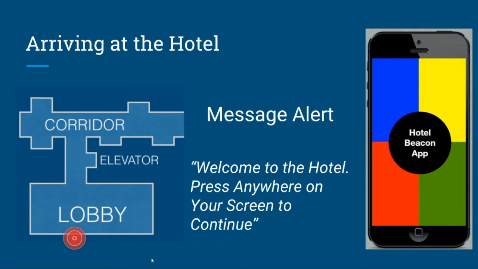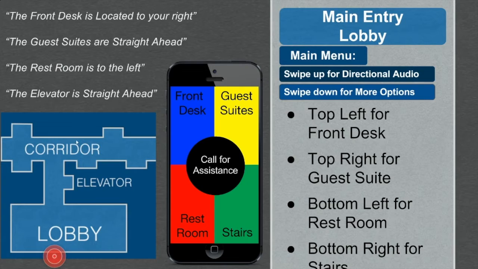So when the user presses on their screen, the app will engage and take them to the main menu for the lobby, their immediate scene around them. The main menu will read them the available scenes within the lobby in the order of top left for front desk. It'll say press the top right for guest suite, press the bottom left for the restroom, press the bottom right for the stairs or elevator.